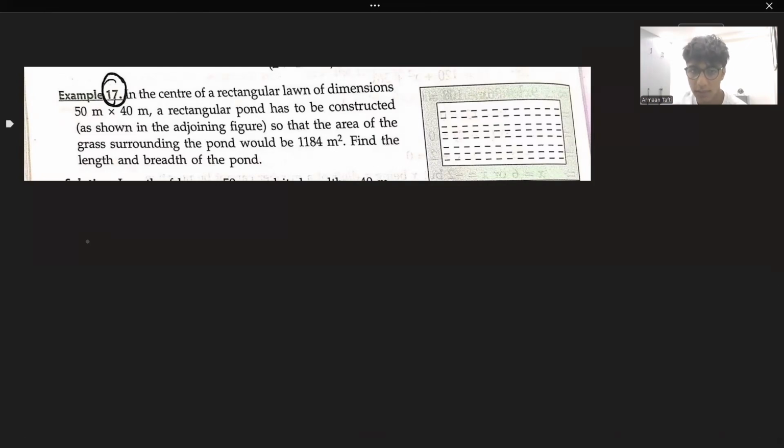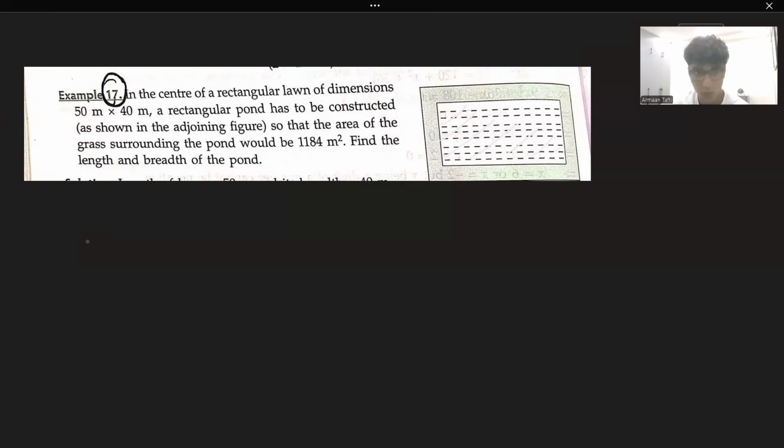So they've given us the pond, right? And they've asked us to find the length and the breadth of the pond. And they've told us the dimensions are 50 meters into 40 meters. And a rectangular pond has to be constructed right in the middle. So this is the pond that has to be constructed in the middle of the garden. So we have to find the length and the breadth of that pond. And they've told us that the area of the grass surrounding the pond is 1184. So just take a few minutes, carefully figure out what the question told you.